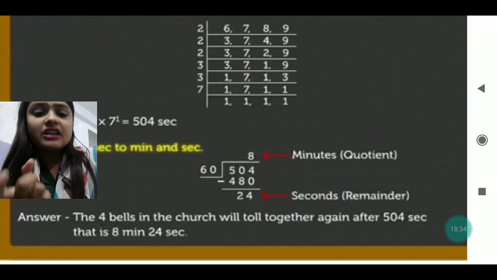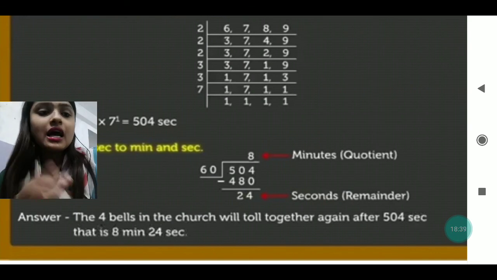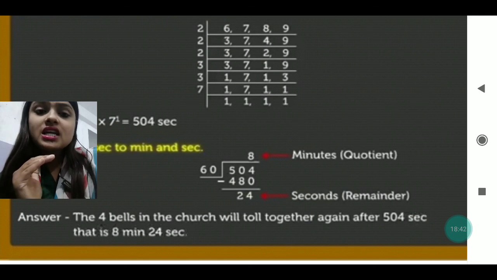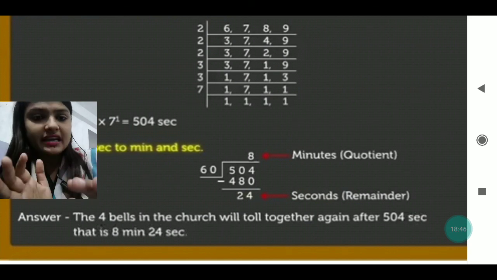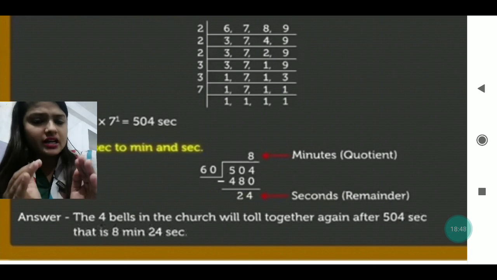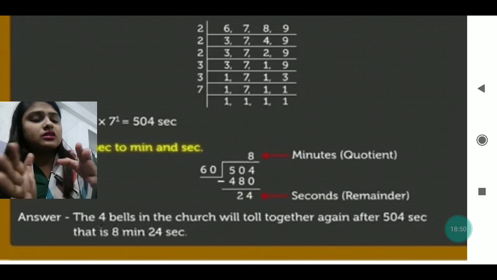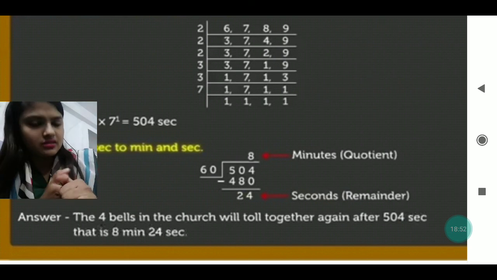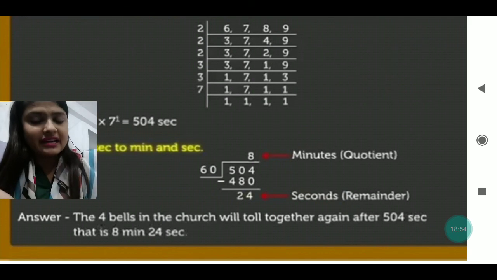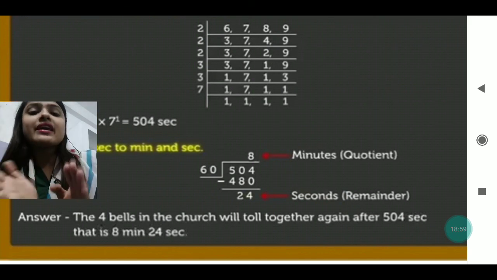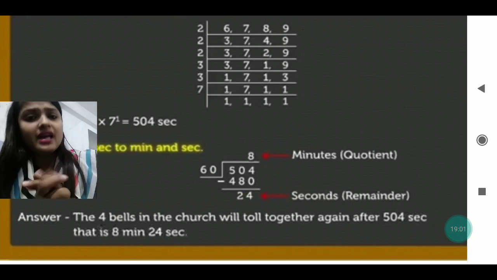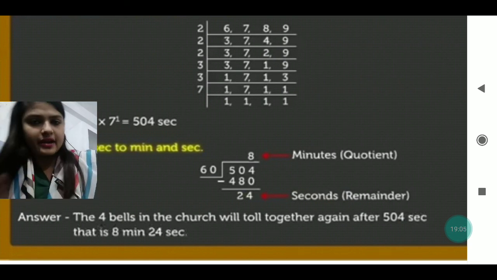Okay, then you will write: the 4 bells in the church will toll together again after 504 seconds. That is the time which you have got. If you say 504 seconds, then maybe some will get confused. So we can say it like this: 8 minutes and 24 seconds. It will toll again in 8 minutes and 24 seconds.